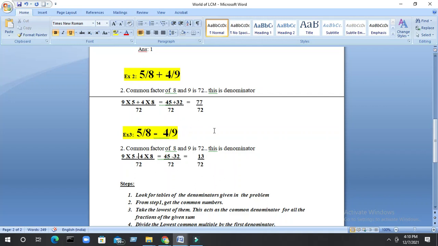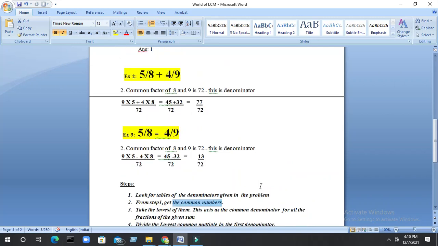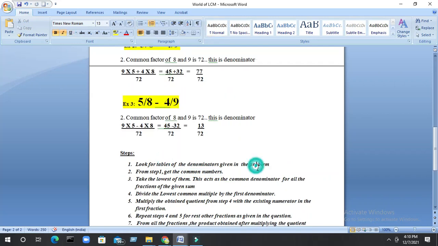So there is nothing more to explain here in the LCM concept. What I have done is I have derived some steps for it. Alright, let's go for the steps. Look for the tables of the denominators given in the problem. From step 1, get the common numbers. Take the lowest of them. This acts as the common denominator for all the fractions of the given sum.